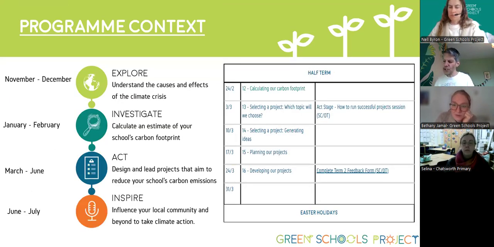So just to put it into the context of the program, hopefully you'll be roughly up to here. Before Christmas was the explore stage, where we were looking at the causes and impacts of the climate crisis and what we can all do to help. Since Christmas, it's been the investigate stage, where pupils have been looking into the four areas of carbon emissions: energy, food, travel, and purchasing. In the background, hopefully, we've been collecting some data from your school, and if you've done that, then we will have sent you the results of your carbon footprint.